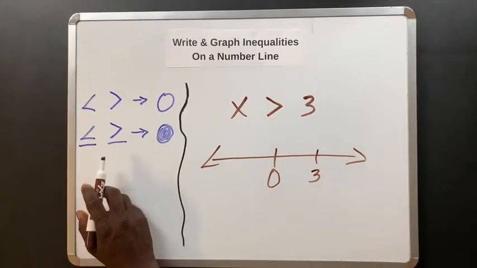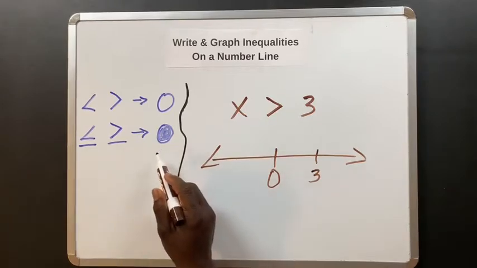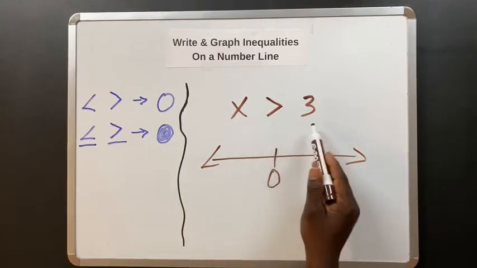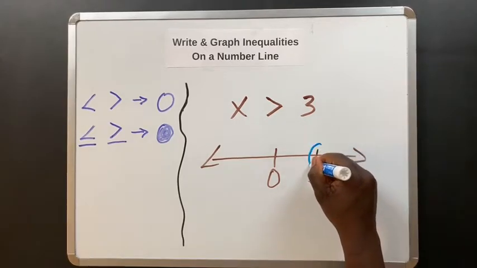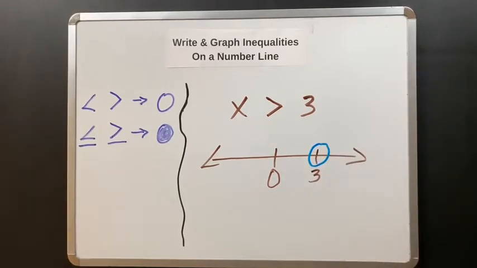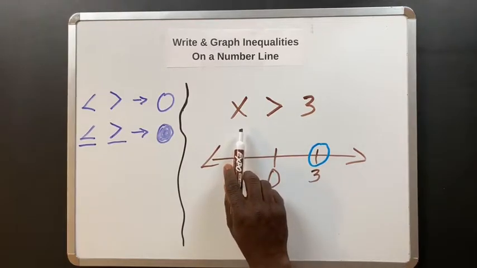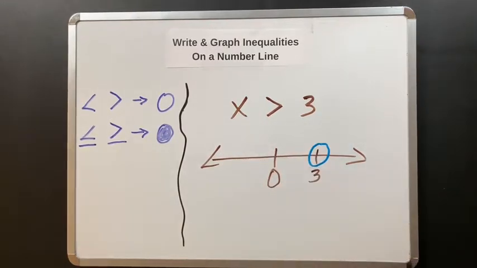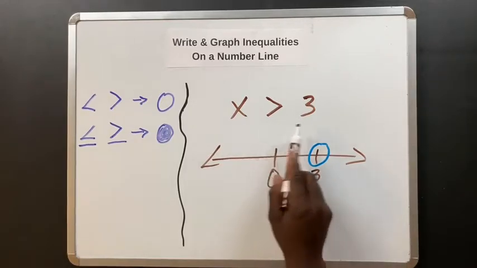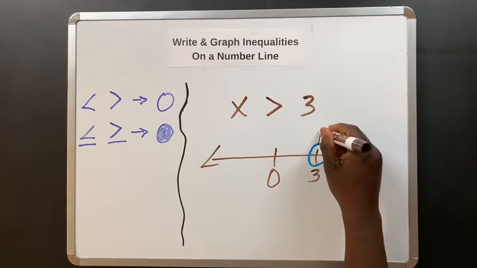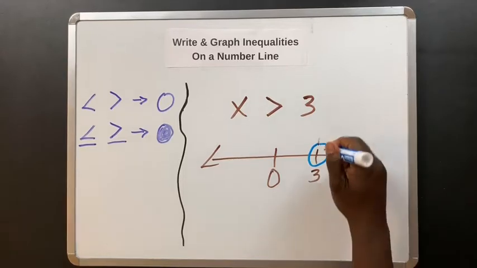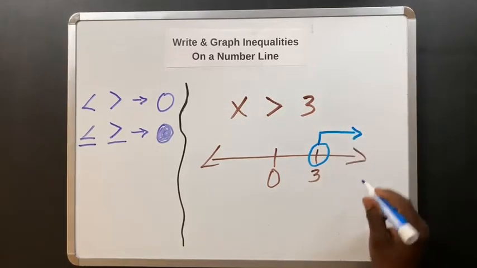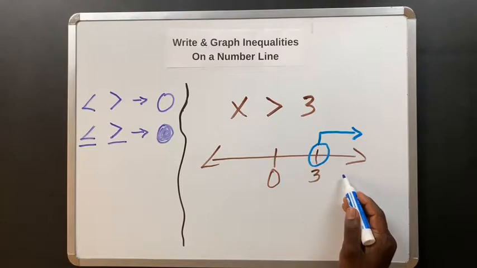Now let me come over here and decide what type of circle to use. This is greater than, x is greater than 3. So I'm going to use an open circle. Okay, so let me use a different color for that. That's an open circle. Now let's read this sentence again. One way to read it is x is greater than 3, or all values of x greater than 3. If it's greater than 3, the values of x are going to go to the right. It means all values of x greater than 3.